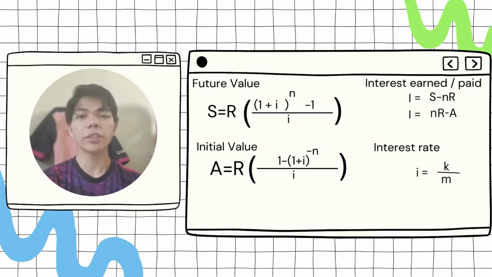However, some questions need us to find the interest rate first. So, in order to find the interest rate, we use the formula i equals k over m.